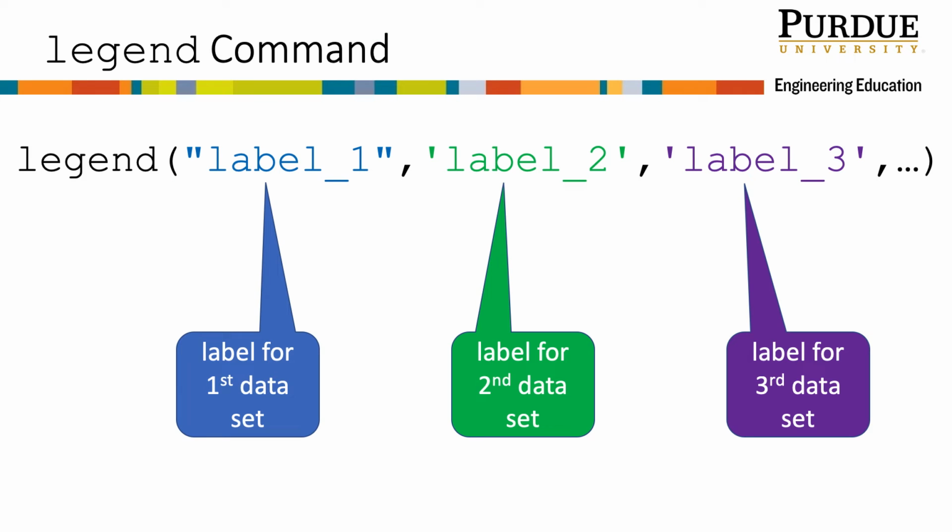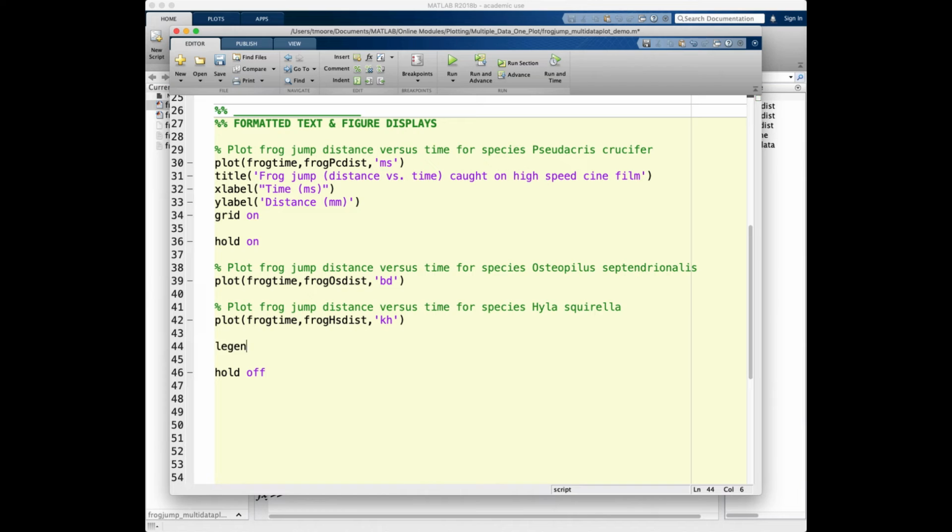MATLAB has a command called legend that will construct a legend using labels that I select and will map those labels to the order in which the data is placed on the plot. Each label should be put in matching quotes. So now we should add a legend to our script. I am adding the legend command with the labels for each of the three frog species, Pseudocris crucifer, Osteopolis septentrionalis, and Hylosquarella. Remember that within the legend command, each label must go in matching quotes separated by commas.